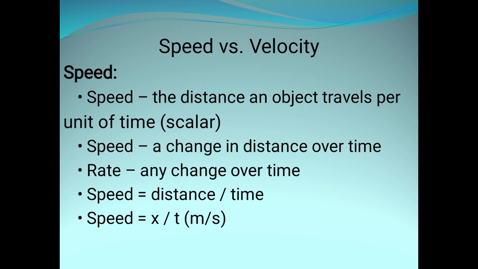Next one is about speed versus velocity. Speed is the distance an object travels per unit of time. Basically speed is a scalar quantity, and it is also defined as a change in distance over time. A rate means any change over time. The formula for speed is distance travelled divided by time taken. Distance is mentioned as x and time is mentioned as t. We can mention it in meters per second. So this one is called speed.